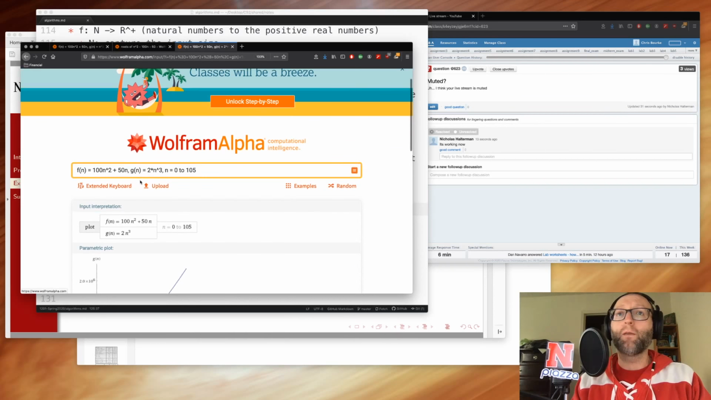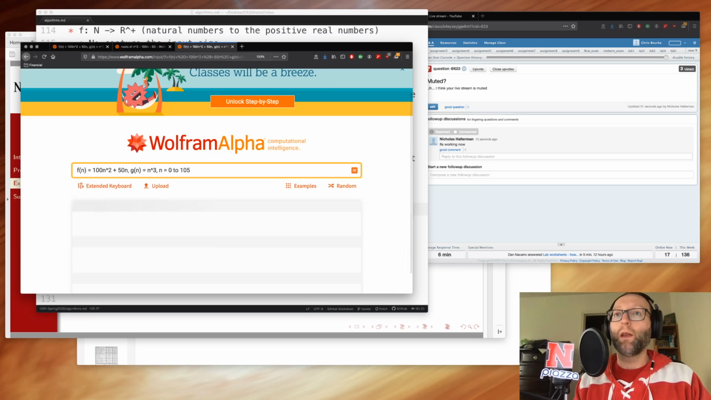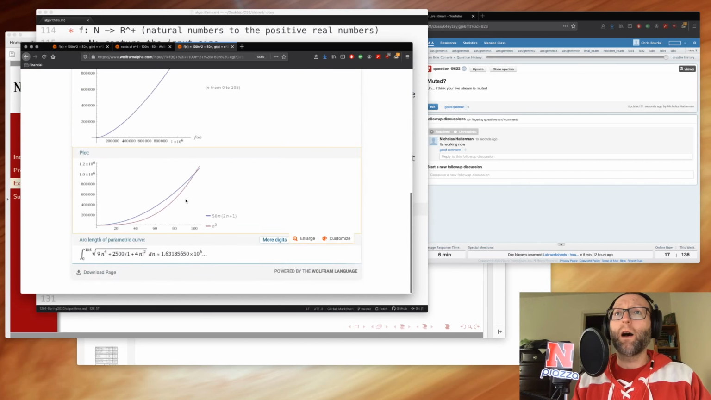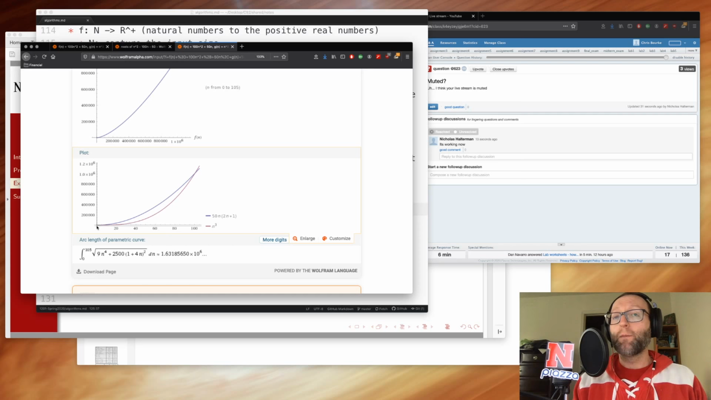I've set up Wolfram Alpha here to graph two functions. Here's one function. It's a quadratic function, 100n squared plus 50n. And here's a second one. Let me go ahead and change it to simply just n cubed here. I'm going to graph it from 0 to 105. All right, so basically on the x-axis here, we've got the input size. The input size can be 0 up to of size 100.